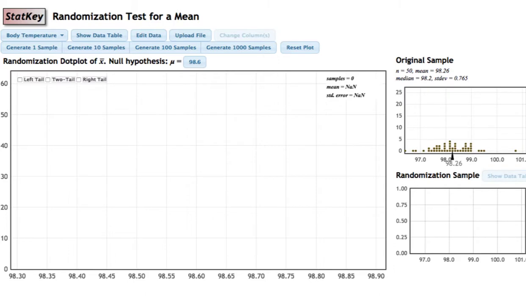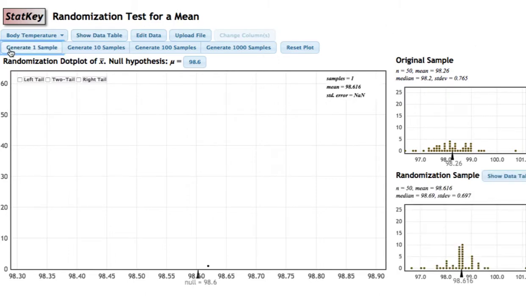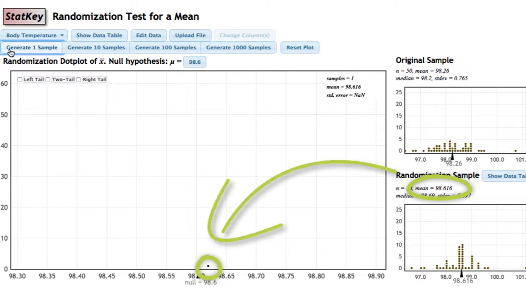Let's take one randomization sample. Once the original sample is shifted to have a mean equal to the value in the null hypothesis, we resample with replacement just like we did last week with bootstrapping. Our first randomization sample has a mean of 98.616. That value is plotted on the larger randomization dot plot.